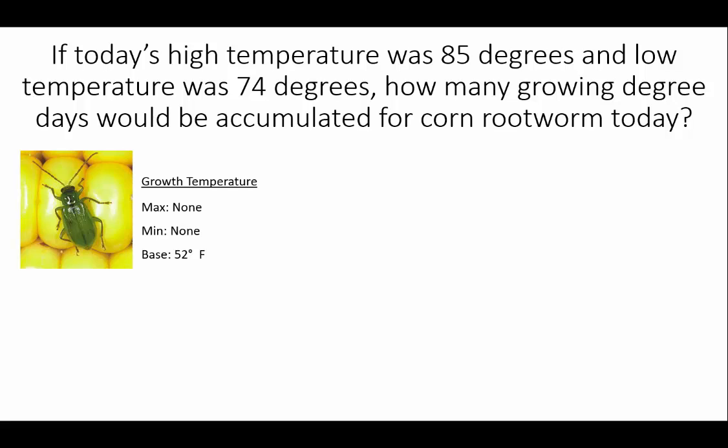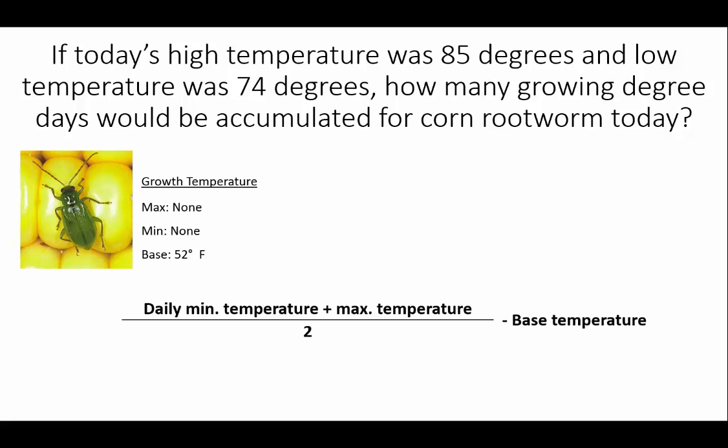Let's try an example with corn rootworm, since it's a little bit different than corn. So we're still going to use today's temperature, but if you notice, we don't have a minimum and maximum temperature. Let's plug our numbers into the equation like before. 74 degrees for the minimum and 85 degrees for the maximum. Our base is a little bit different this time because the base temperature for corn rootworm is 52 degrees Fahrenheit. So we'll have 52 for the base. 74 plus 85 divided by 2 minus 52 equals 27.5 growing degree days.